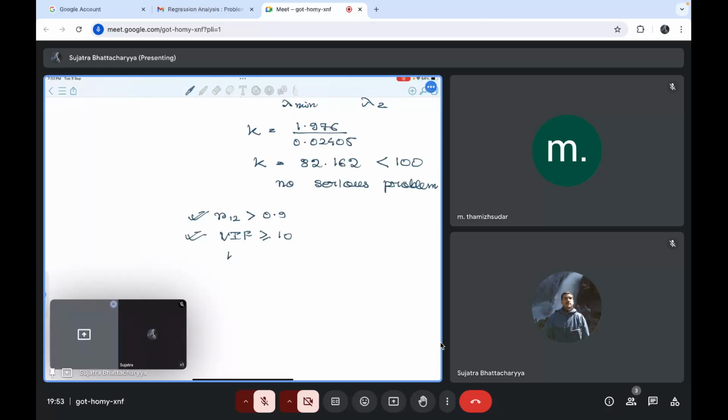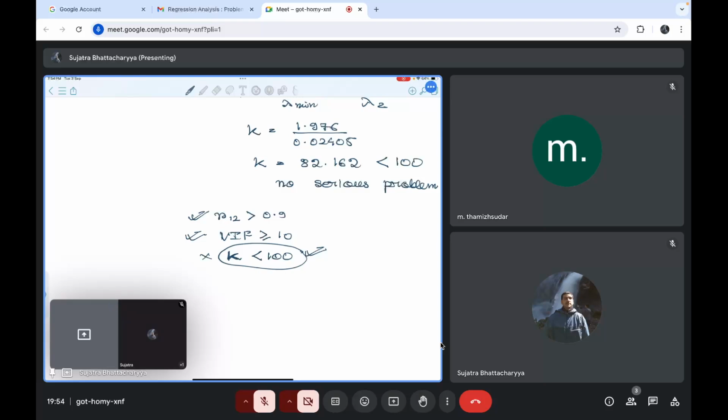But the eigensystem condition number K shows that it is less than 100, so it's no serious problem. This is the way the questions will come, based on simple concepts which I have discussed. I think this is enough for today. If you have any question, you can ask.